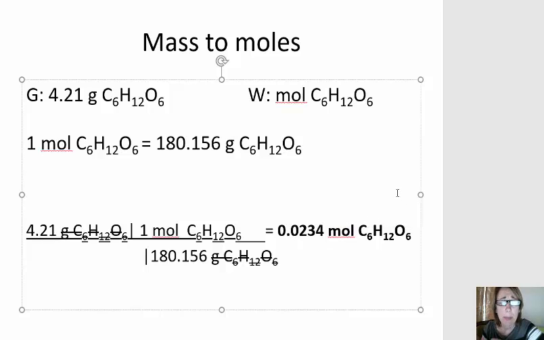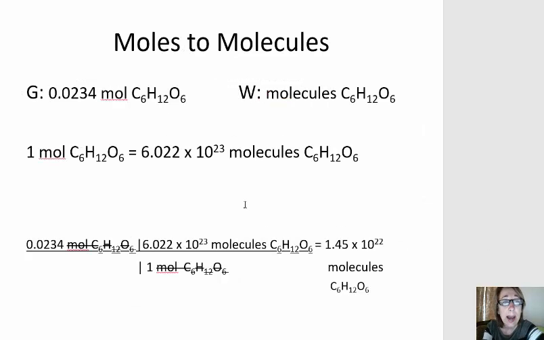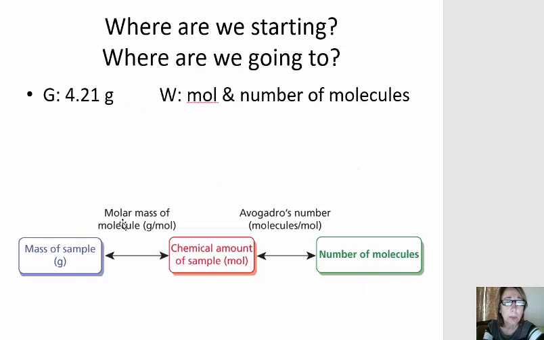And that makes sense, because if I have a mole of glucose, I have almost 200 grams of glucose, and 4 grams is way, way less than 200 grams. So I should have a small amount of moles, and that's what I see in this problem. So now that we have moles, we can convert to number of molecules using Avogadro's number.